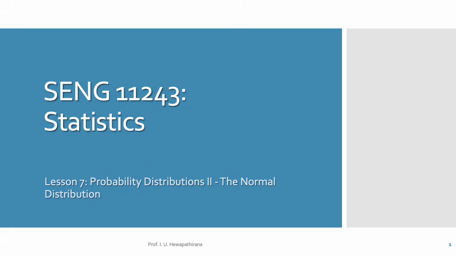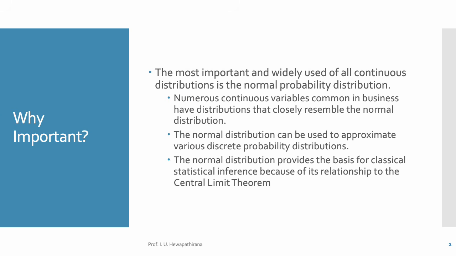Let's learn about a special continuous distribution called the normal probability distribution. The normal probability distribution is one of the most commonly talked about distributions. Why? Because most continuous variables that are common in business have distributions that closely mimic or resemble the normal distribution.